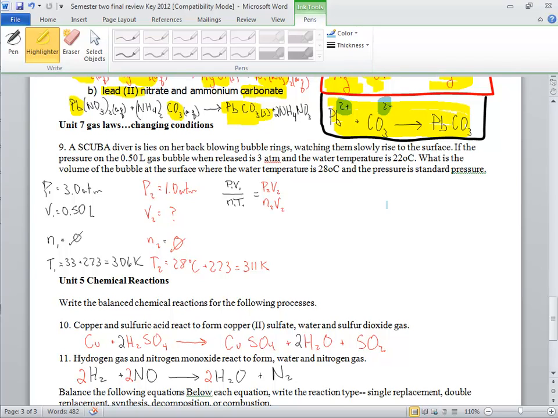Google it sometime, or Google some of the marine mammals that blow bubble rings in the water and then play with those. Hey, it's really cool. So they're watching those slowly rise to the surface.